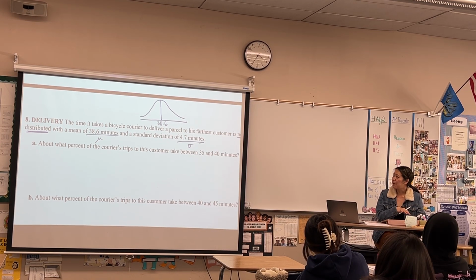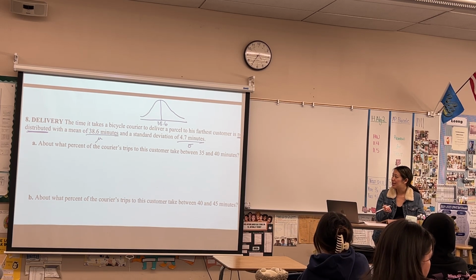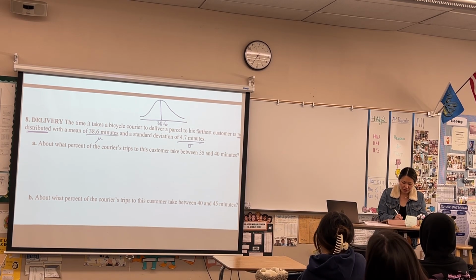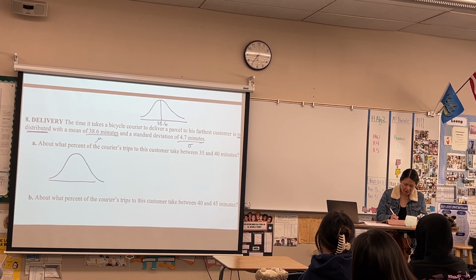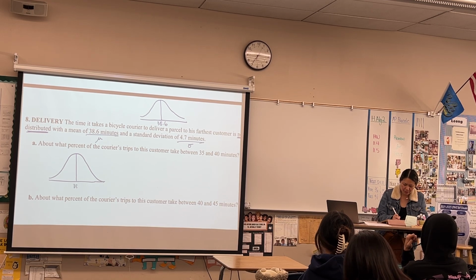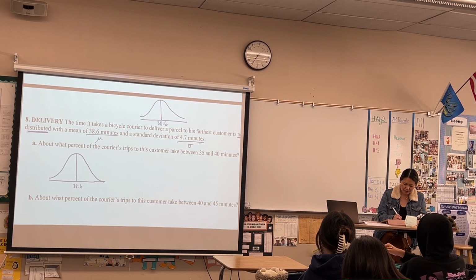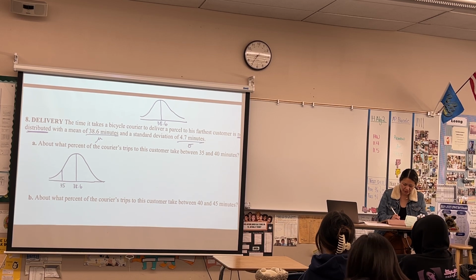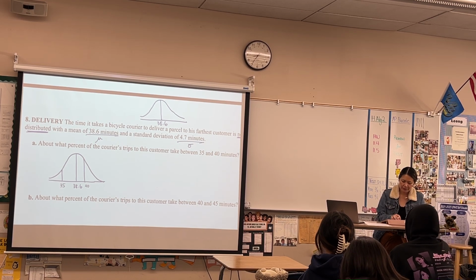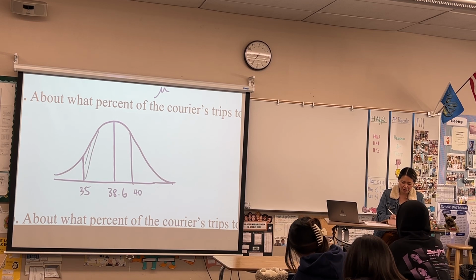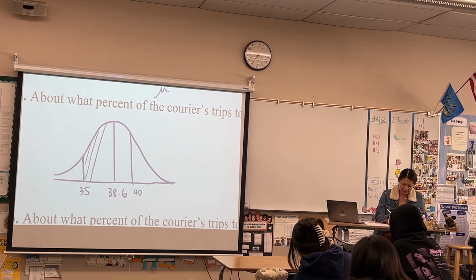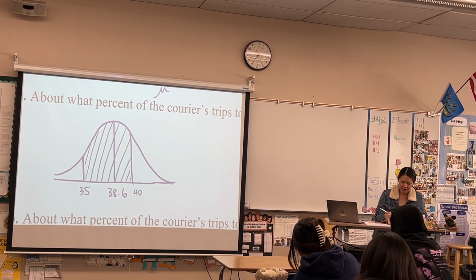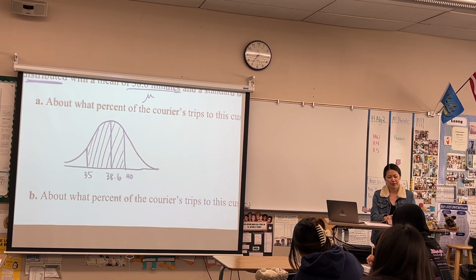All right, so part A, about what percent of the courier's trips to this customer take between 35 and 40? So in my mind, I'm thinking, all right, I know 38.6 is in the middle. 35 is maybe down here-ish. 40 is a little bit closer, around here. And I want to figure out this area. That's what it's asking me essentially, is find the area under the curve between 35 and 40.